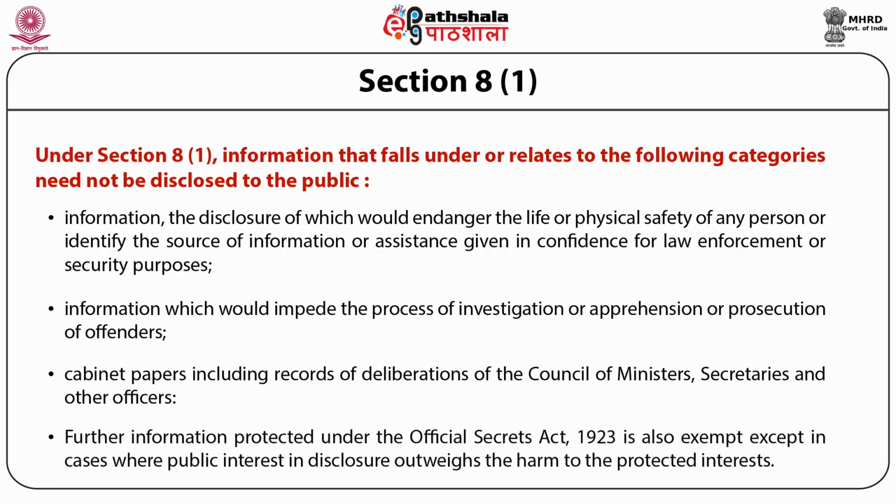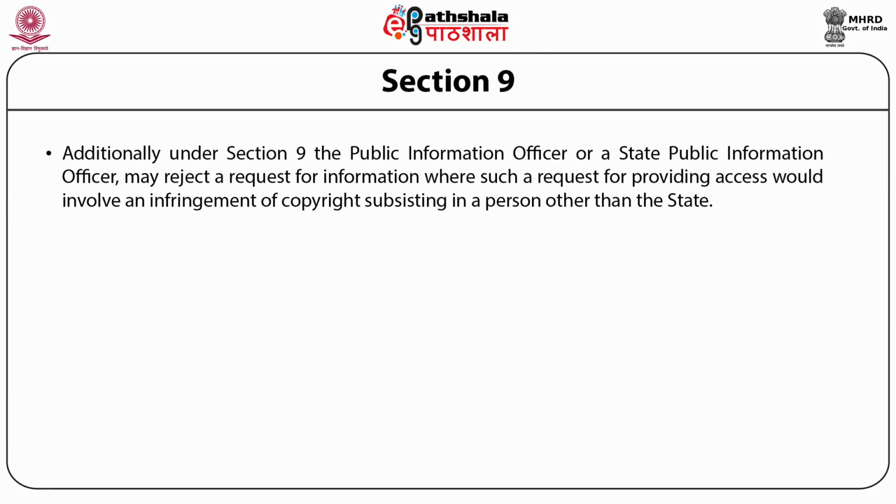Also, information protected under the Official Secrets Act, a British era law, is also exempt. Official secrets are exempt in cases where, again, there's a public interest disclosure test here. Public interest in disclosure must outweigh the harm to the protected interests, right? So now we've just taken you through Section 8. Section 8 are all qualified exemptions, but generally the threshold is always public interest, right? Section 9 is an absolute bar.